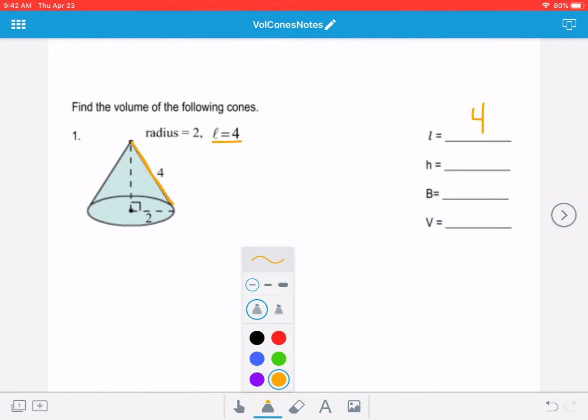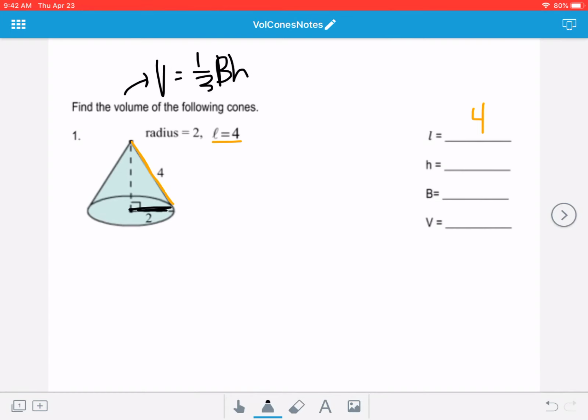The radius we know is 2. And in order to find the volume of a cone, 1/3 big B times H, I need to know the height of the cone. Height goes from the vertex to the center of the circle. It's always perpendicular. It's this red segment. Here, I'm going to use the Pythagorean Theorem to find the height. So leg squared plus leg squared equals hypotenuse squared. 4 and 16, I'm going to subtract 4 over, and I get h squared to equal 12.